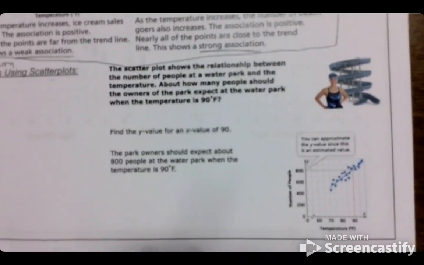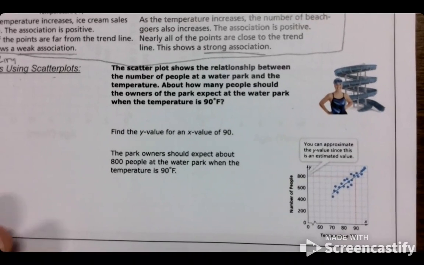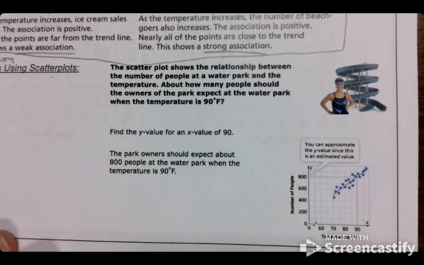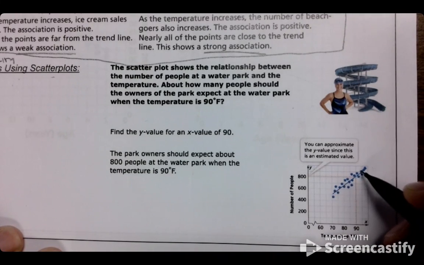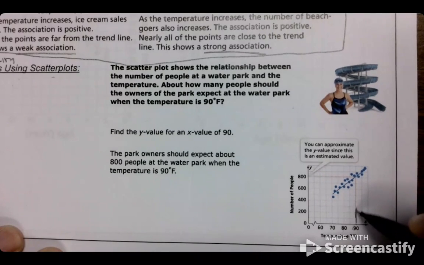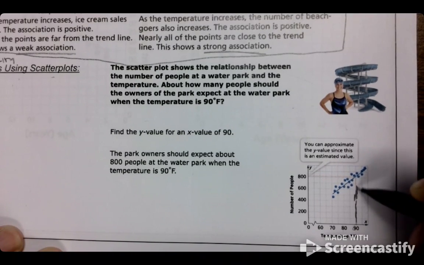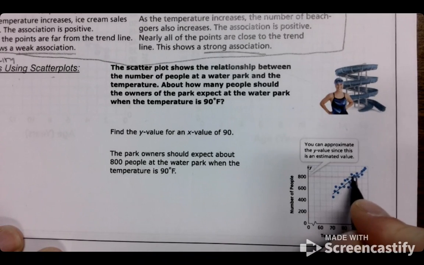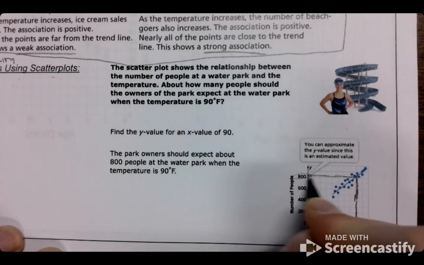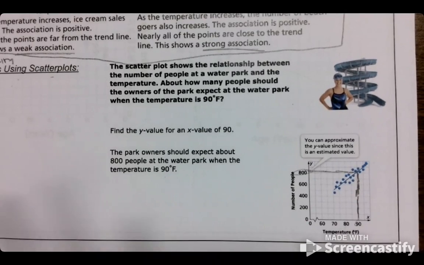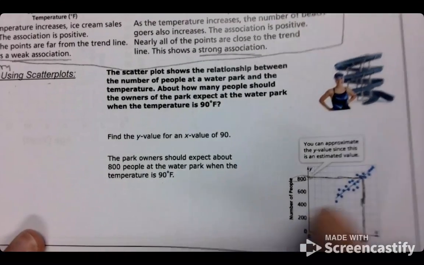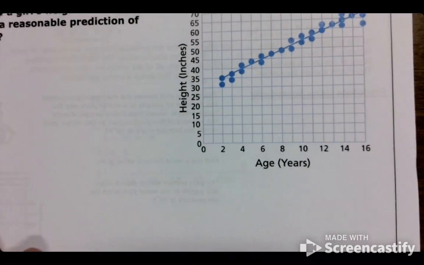Okay. So now for the bottom part, it says, the scatter plot shows the relationship between the number of people at a water park and the temperature. About how many people should the owners of the water park expect if the temperature is 90 degrees? So notice how they have the trend line. They find 90 on the x-axis because that's temperature. And then they find that spot and go over, and we are at about 800 on the y-axis. So that's why it says the park should expect about 800 people if it's 90 degrees outside. So those are the two things that we're working with today. So we are going to move along.